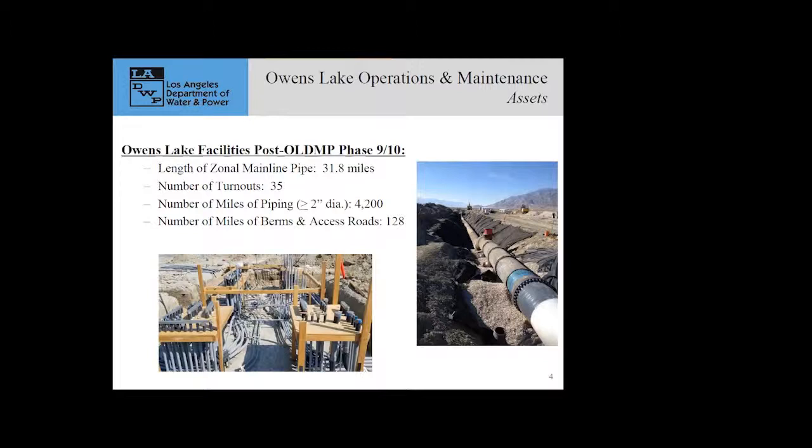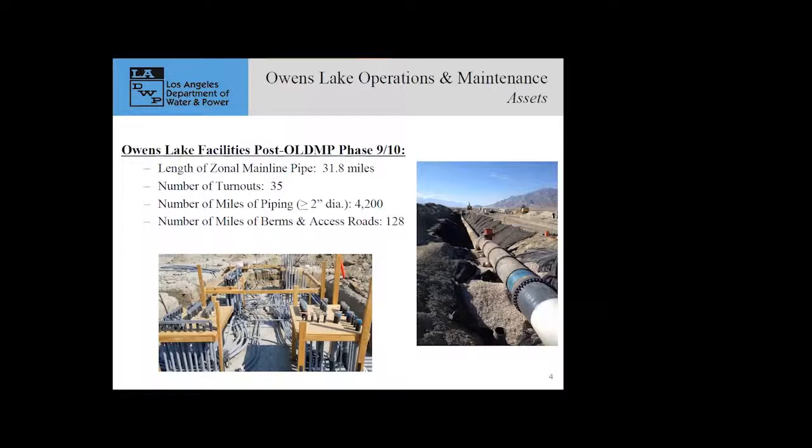So we have about 31.8 miles of zonal mainline pipe. Zonal mainline pipe is our primary water supply pipeline that takes water to all areas around the lake. We have three sources of water that we pull into our zonal mainline. One of which is the Los Angeles Aqueduct. On the north end, it's Lubkin. On the south end, it's from Cartago.